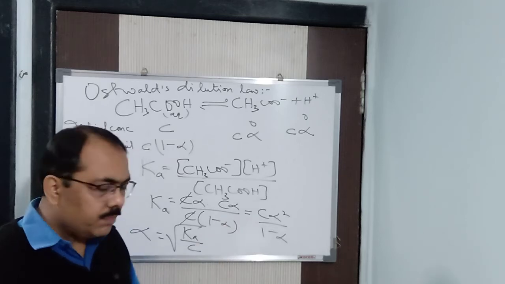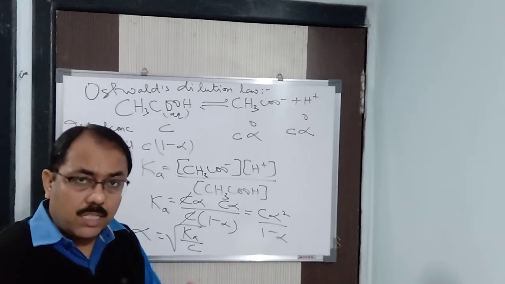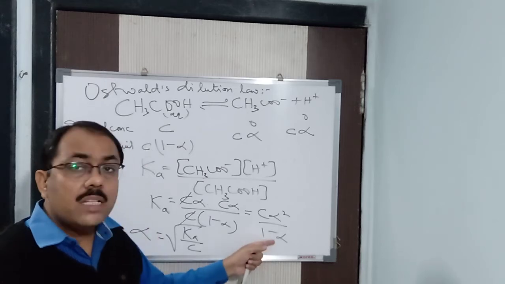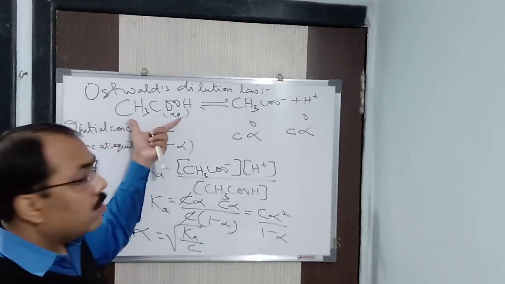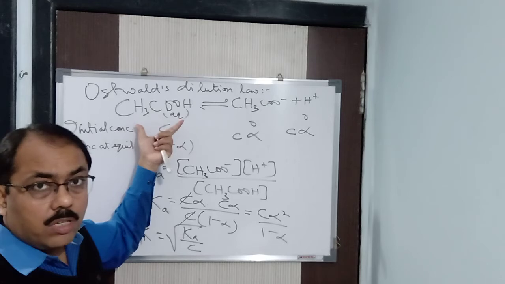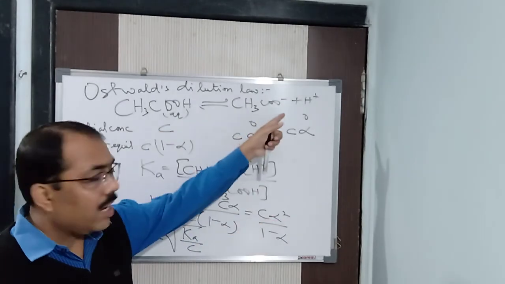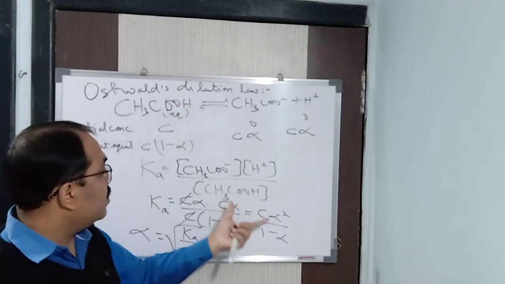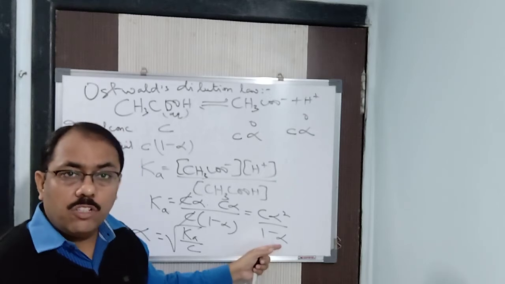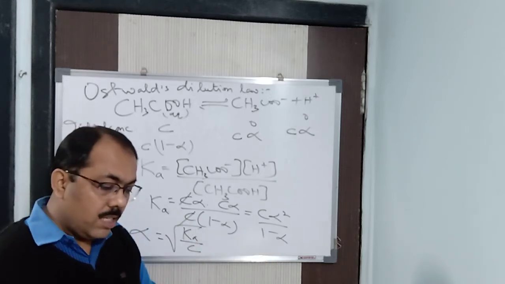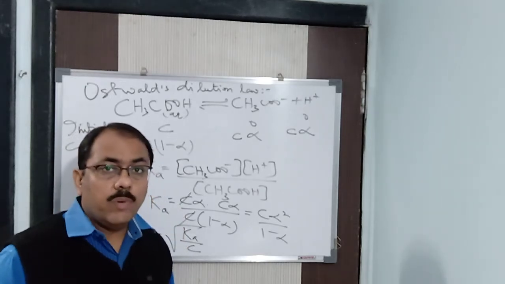Now generally, let me tell you, if the value of alpha is less than 5%, you will neglect alpha and take 1 minus alpha as 1. Listen carefully: in the denominator only, because the denominator is the substance in solution. Do not neglect it in the numerator, because the numerator is the ions. In the denominator, this is 1 minus alpha. So you will neglect alpha only in the denominator, because alpha is very small. So 1 minus alpha is negligible in solution.